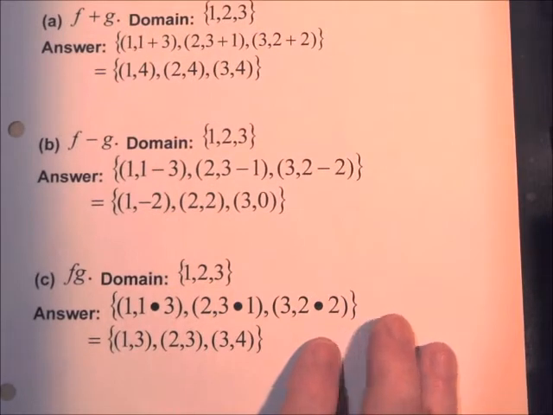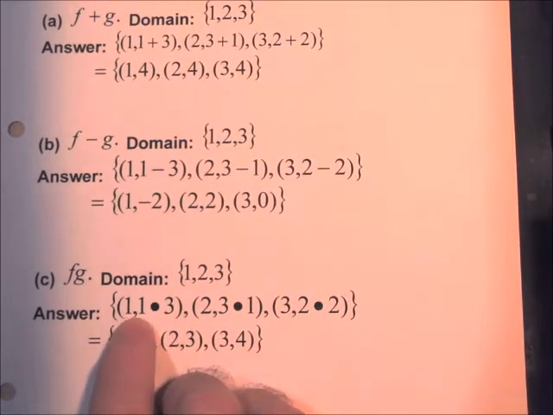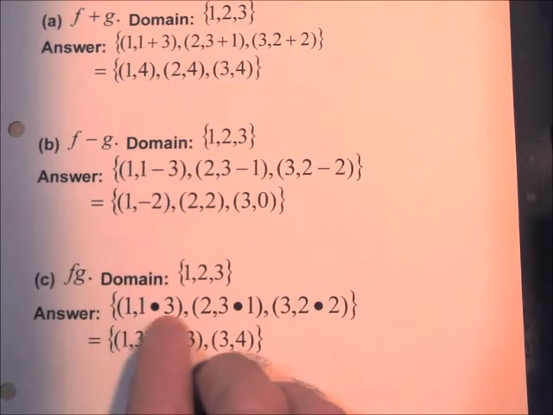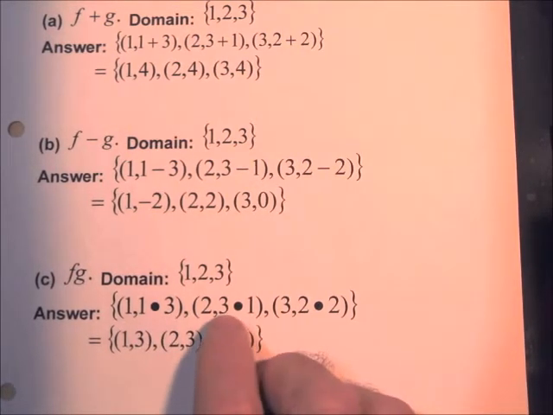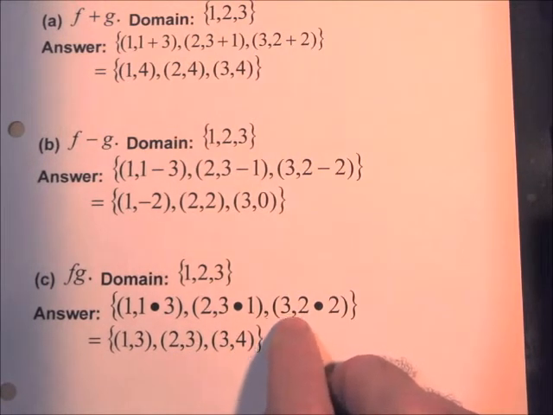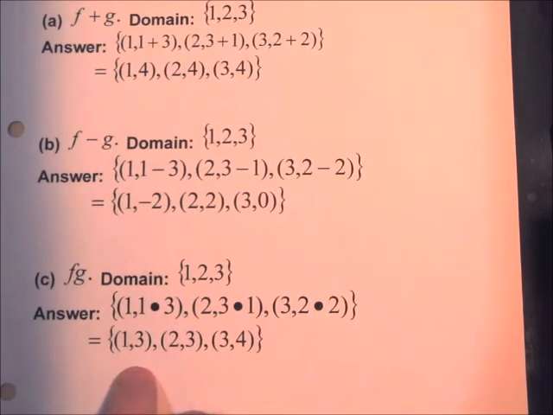F times g, if input is 1, output will be 1 times 3, which is 3. F is 1 and g is 3. If input is 2, f is 3 and g is 1, so it's 3 times 1 is 3. If input is 3, f is 2, g is 2, 2 times 2 is 4. So the new function is (1, 3), (2, 3), and (3, 4).